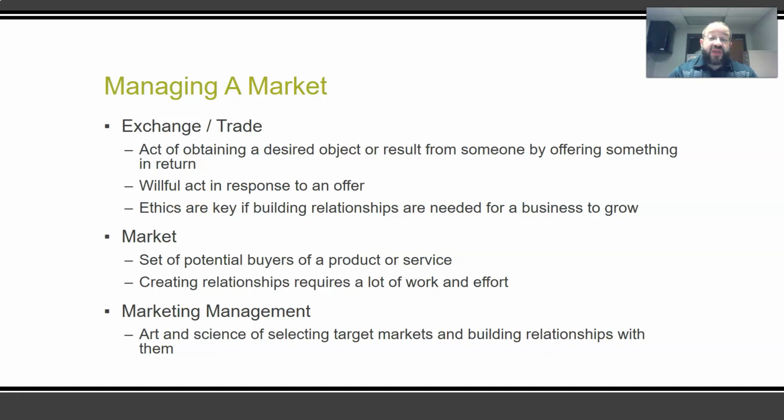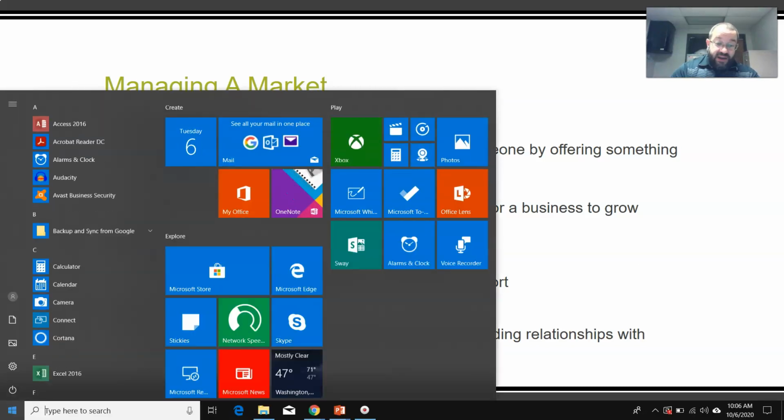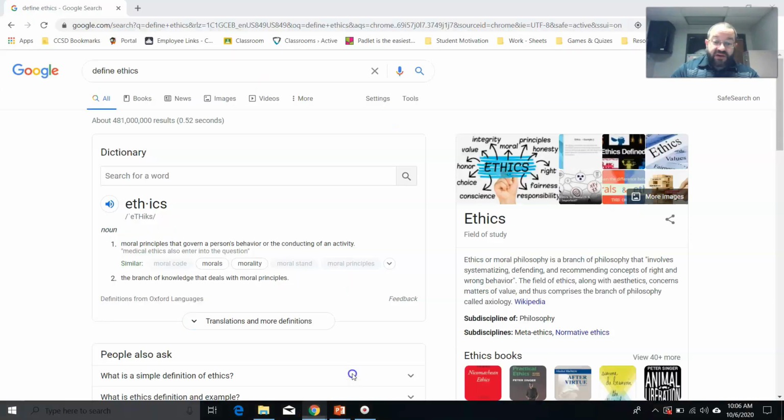Let's take a look at what that word ethics means. I'm going to pull up a quick Google search to find ethics. Using the tools we learned about in our last unit on internet searches, if you put the word define and then the word you want, you can find it pretty easily. So we put define ethics. From dictionary.com, we have moral principles that govern a person's behavior or conducting of an activity. You see some other words here like morals or morality. From Wikipedia, ethics or moral philosophy is a branch of philosophy that involves systematizing, an interesting word, defending and recommending concepts of right and wrong behavior.